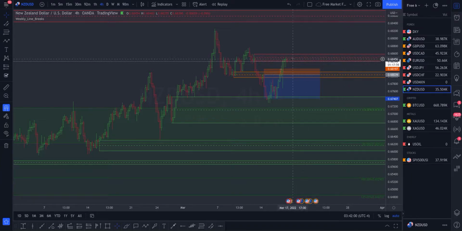And it looks like we may be able to take a sell off of this, maybe to close the week out on NZD USD. But yep, just gotta wait for price action.